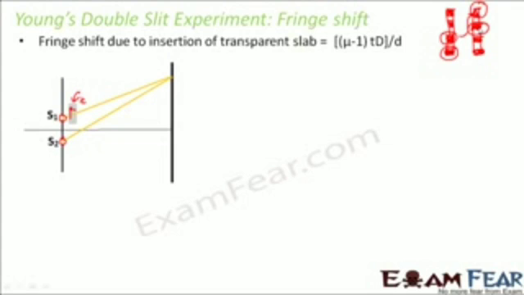And how much is that fringe shift? That is given by this expression. The fringe shift is equal to (mu minus 1) times t, times capital D by small d. And from where do we get this? Basically, (mu minus 1) t is nothing but the path difference. Because the moment we introduce this slab in the path of one of the waves, the path difference gets altered. So now the path difference is (mu minus 1) t. This multiplied by capital D divided by small d gives you the fringe shift. So this is how we calculate fringe shift.